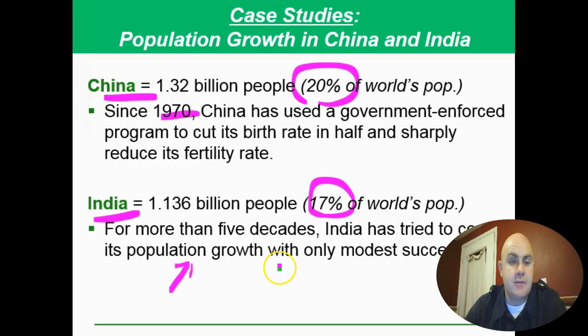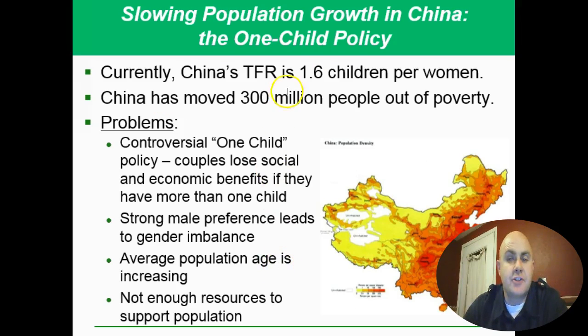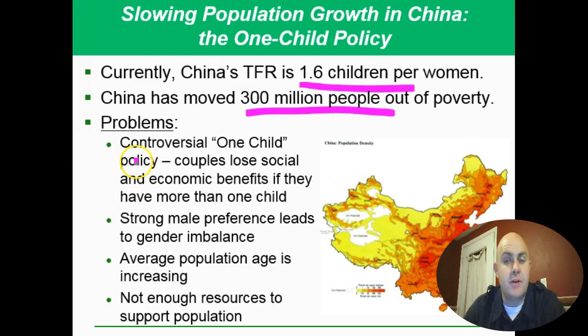And so let's take a look at those. So first of all, China. Currently, its TFR is pretty low. Remember, total fertility, 1.6 per woman, far less than it used to be. In addition, 300 million people have been moved out of poverty. Remember, that's a huge, important component. Providing family planning, moving people out of poverty, helps to solve the problems.